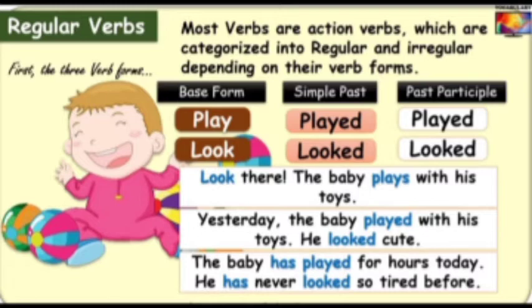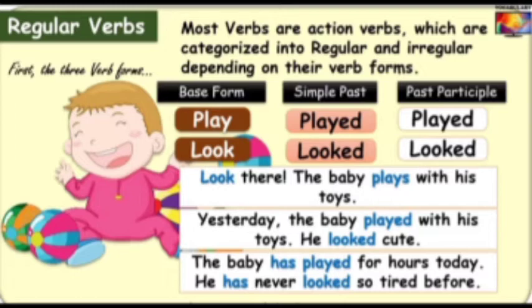Now let's see some examples. Look, the baby plays with his toys. In this sentence, the verb play is used in the fourth form because the noun is singular, and we have already done this, that if there is a singular noun, the verb will always be in the fourth form. Yesterday, the baby played with his toys. He looked cute. In the second example, both the words played and looked are in the simple past form.